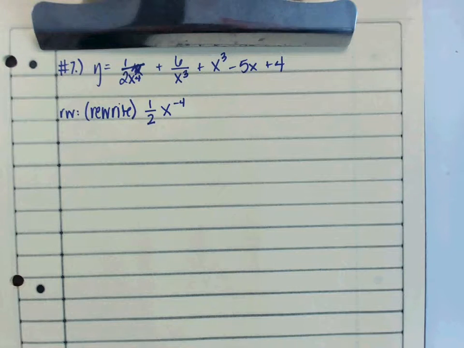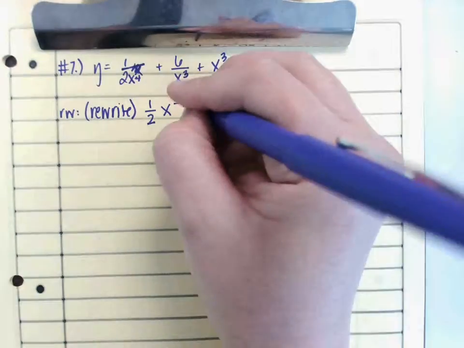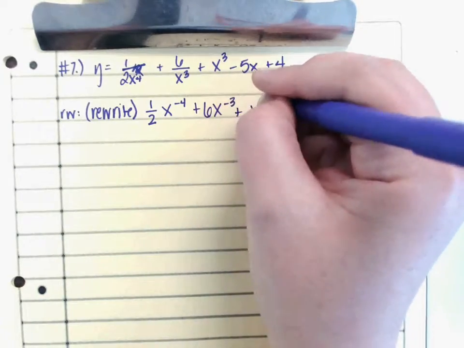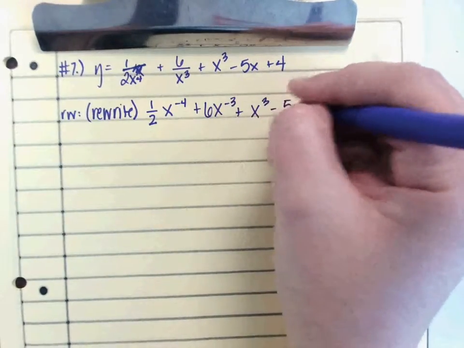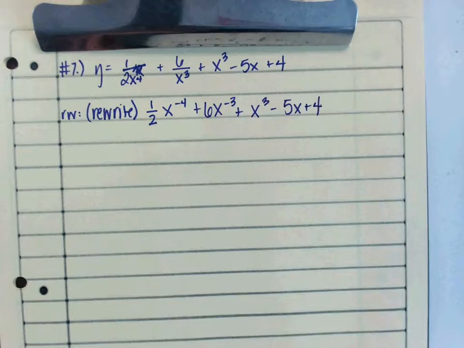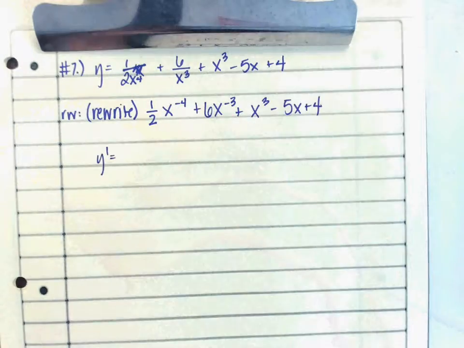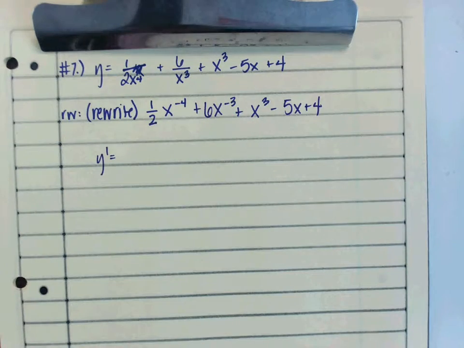Okay, so your first term, remember the x can move up, the number can't. You need to leave it as a 1/2. Okay, the next term would be what? Okay, then x to the 3, 5x plus 4. The last terms don't change. Okay, take the derivative. We're going to call it y prime. And then I want you to rewrite y prime without any fractions, or with fractions, no negative exponents.